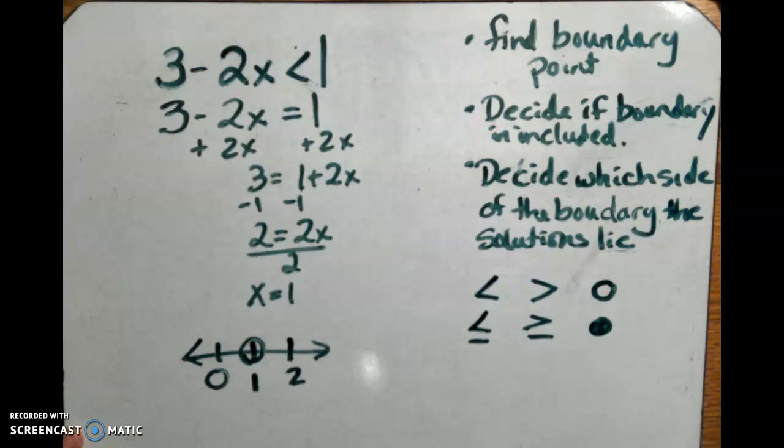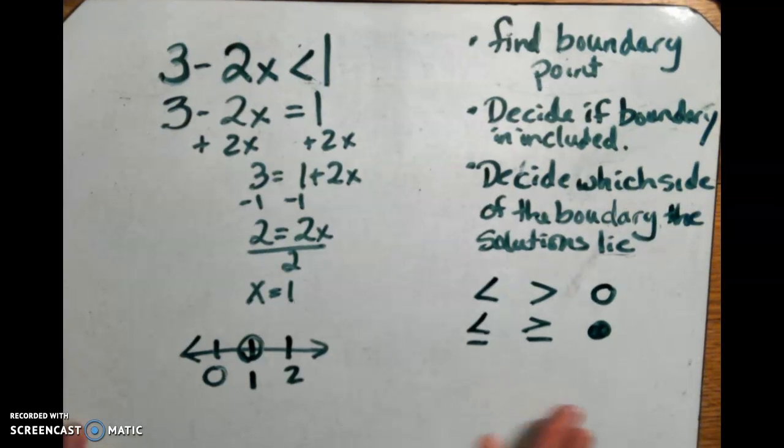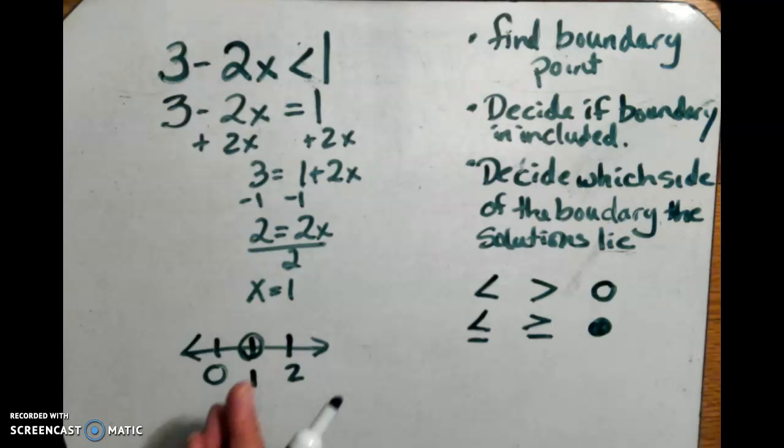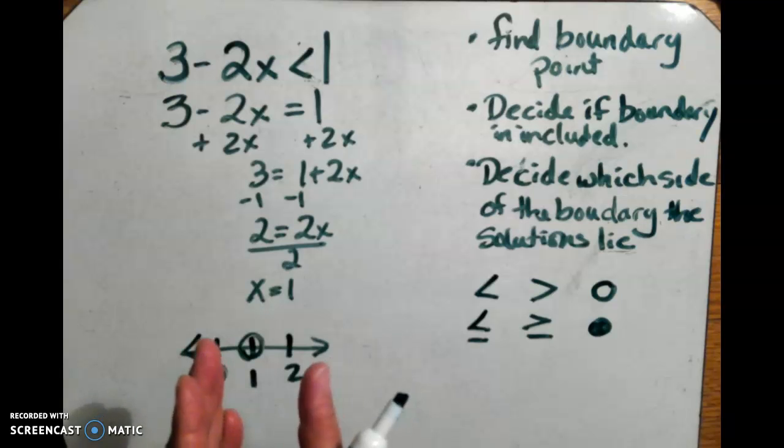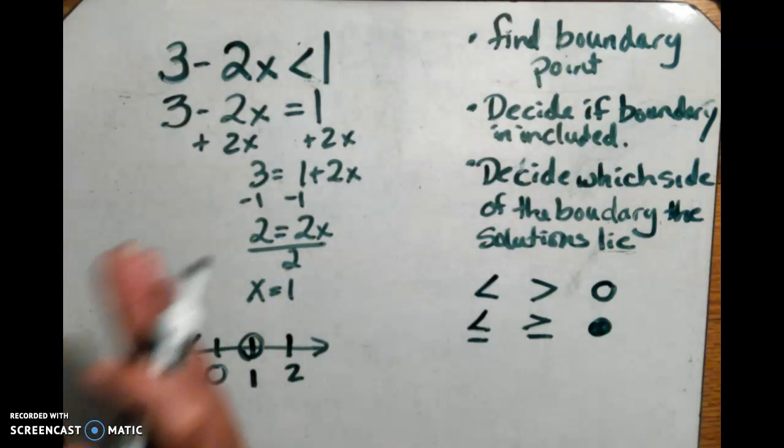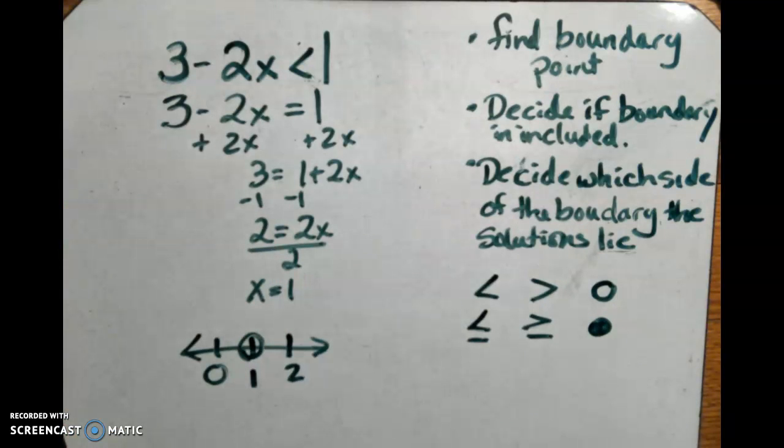So the third part is to decide now, which side of this boundary is all of my solutions? And the best way to do that is to plug the 0 and the 2 into the inequality and find out which one makes it true. Because if 0 makes that true, then all the numbers below 1 are going to make the inequality true. Or if 2 makes that inequality true, then all the numbers that are above 1 would make the inequality true.